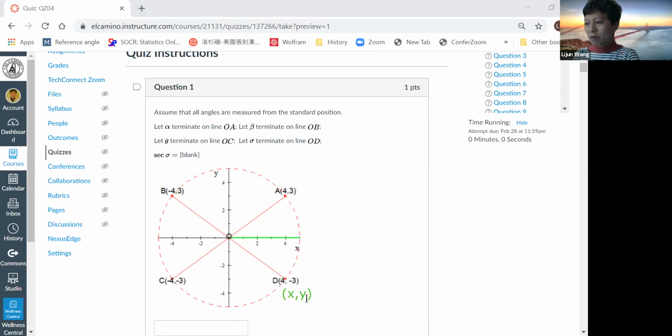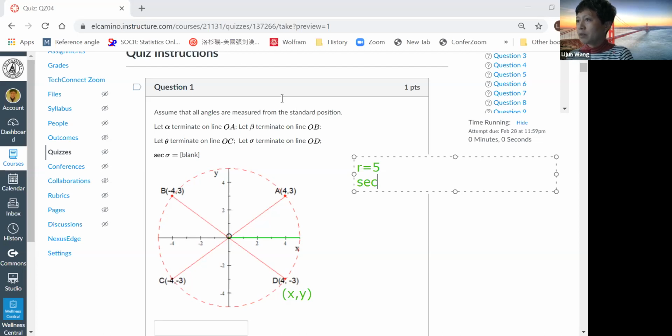Okay, so x is 4, y is -3. R of course is going to be what? R is going to be 5, right? Everybody knows that. And so what you need to compute is secant sigma.